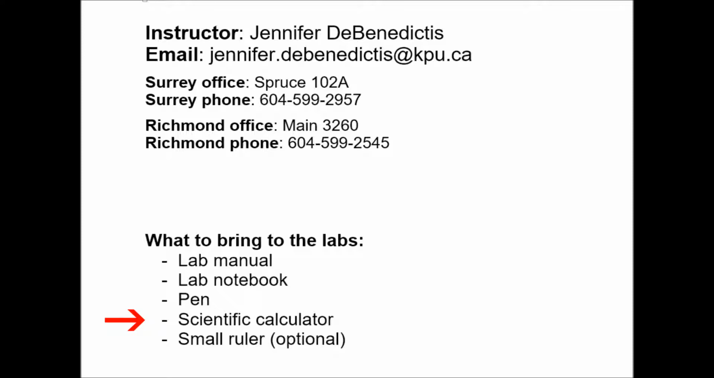And you want a scientific calculator, one that's capable of doing trigonometric functions and scientific notation. The calculators in smartphones are okay for this, but not really great. So if you can find a proper scientific calculator around the house, that would be better. It's also helpful to have a small ruler for drawing tables in your notebook, but that's optional.